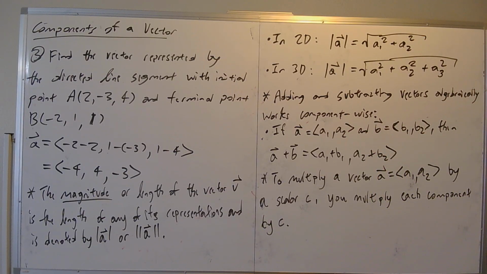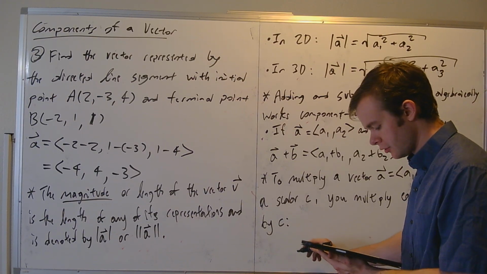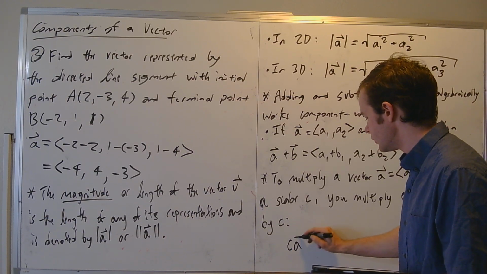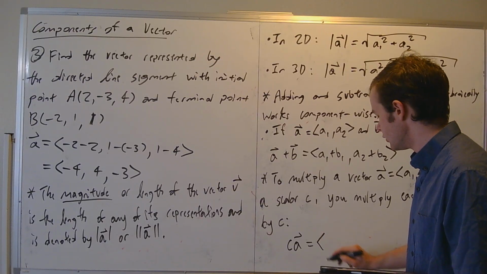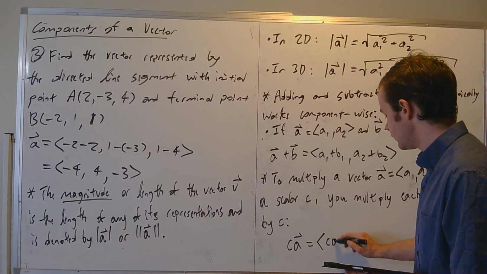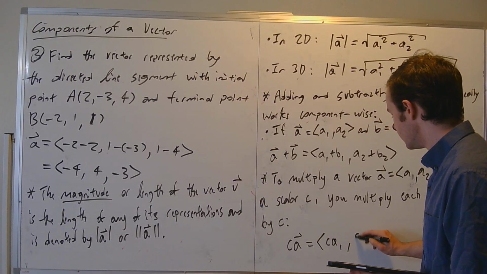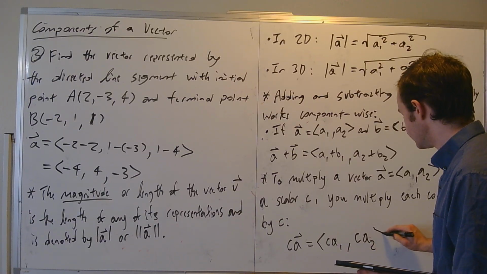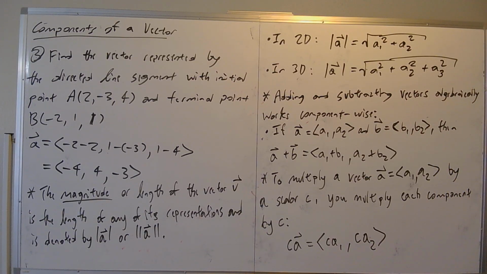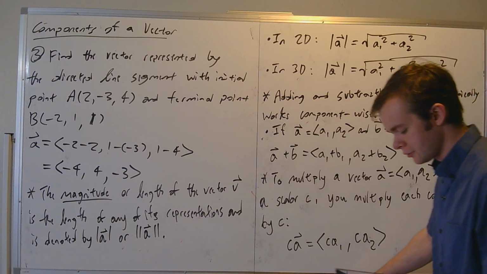Okay. So we can write down what that looks like. C times A equals, I said you multiply each component. So C times A1, comma, C times A2. And that would be the vector C times A. Okay, so now we can move on to another example.